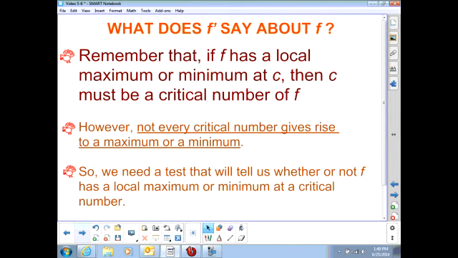Now, keep in mind that our critical numbers can tell us where the maxes and mins might be, but every critical number is not a max or a min. So we must have some type of test that will tell us this.